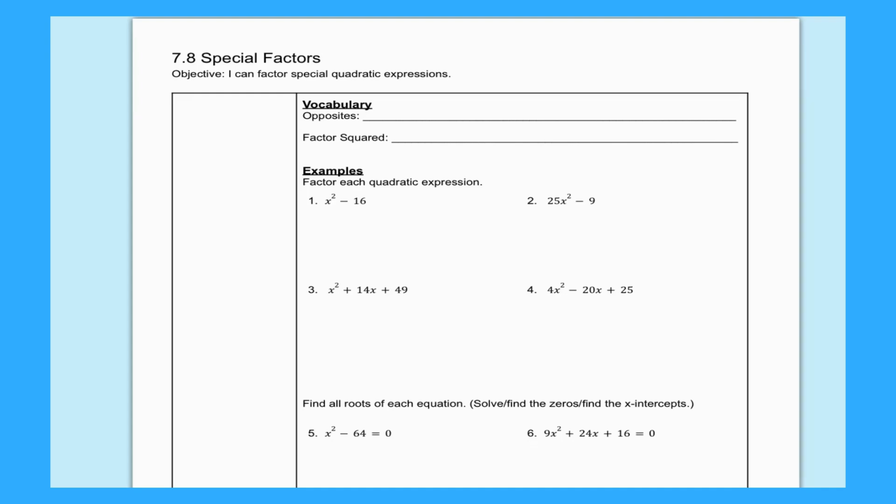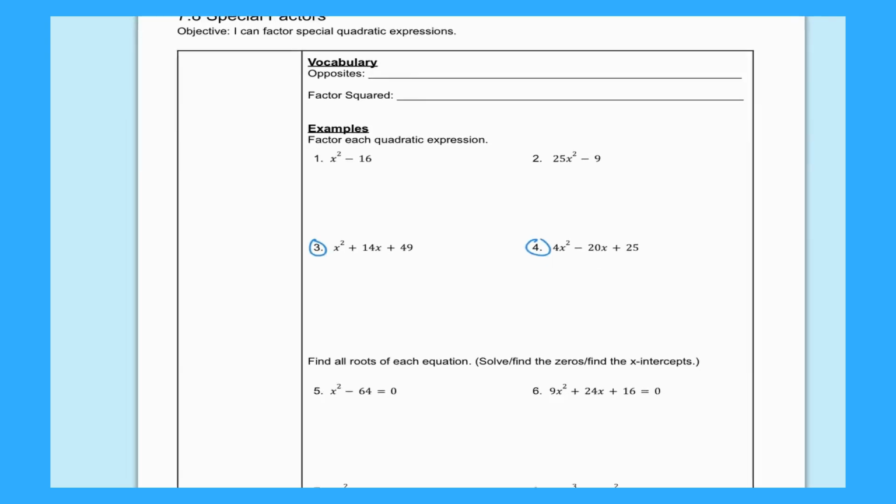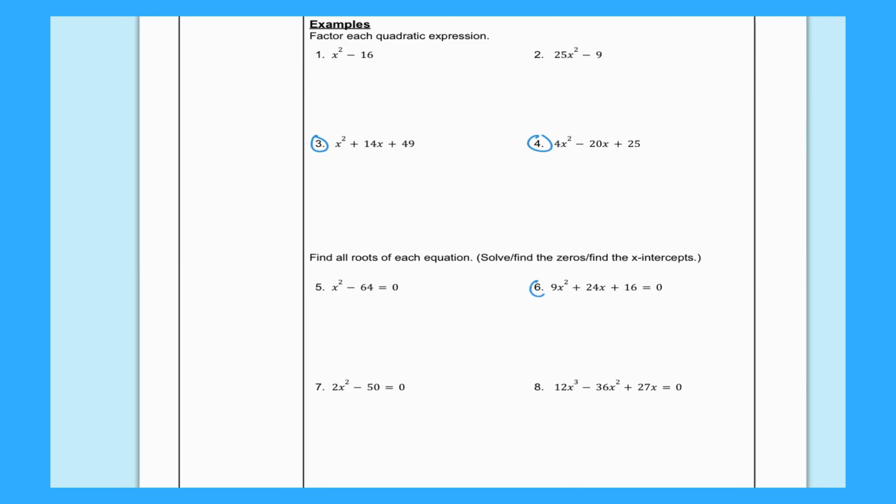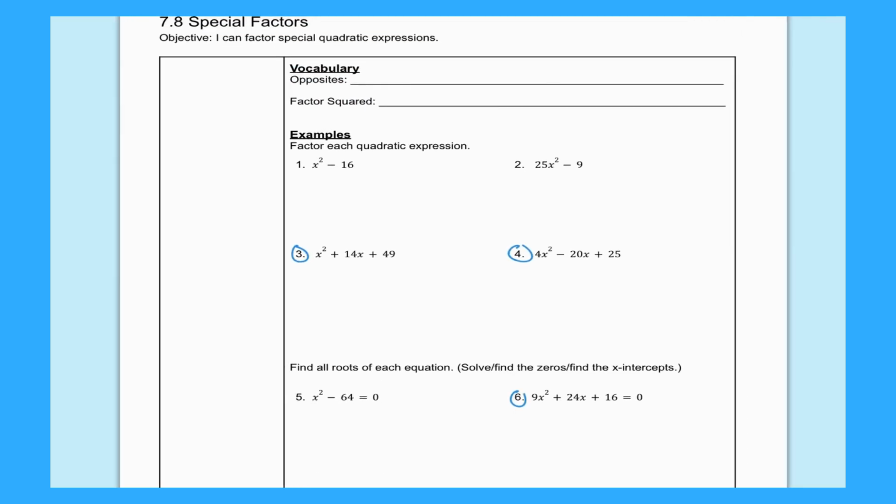Okay, now let's look at the other type of special problem. So that means we're going to focus on problems 3, 4, 6, and 8. Again, let's do one like we normally would, and then we'll look at how we can find a shortcut. So we take A times C, so 1 times 49 is 49. I'm going to find factors of 49 that add up to equal 14.